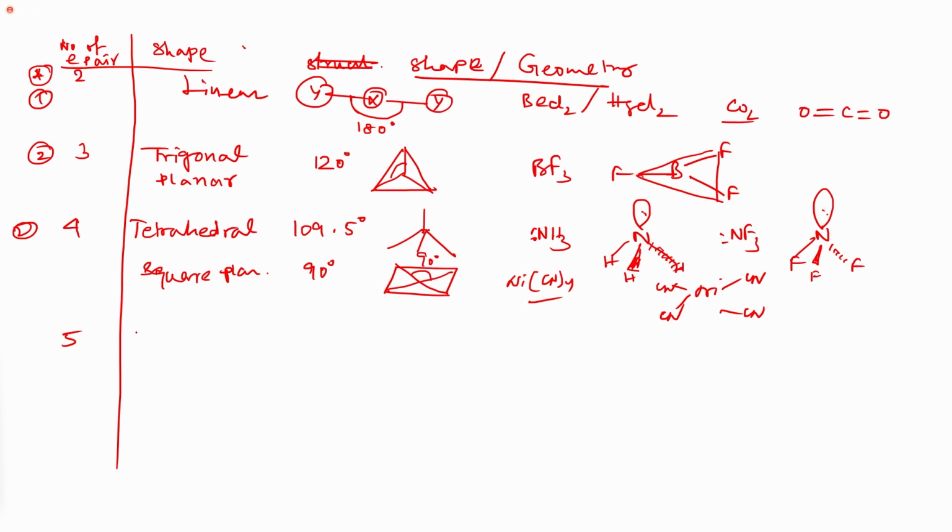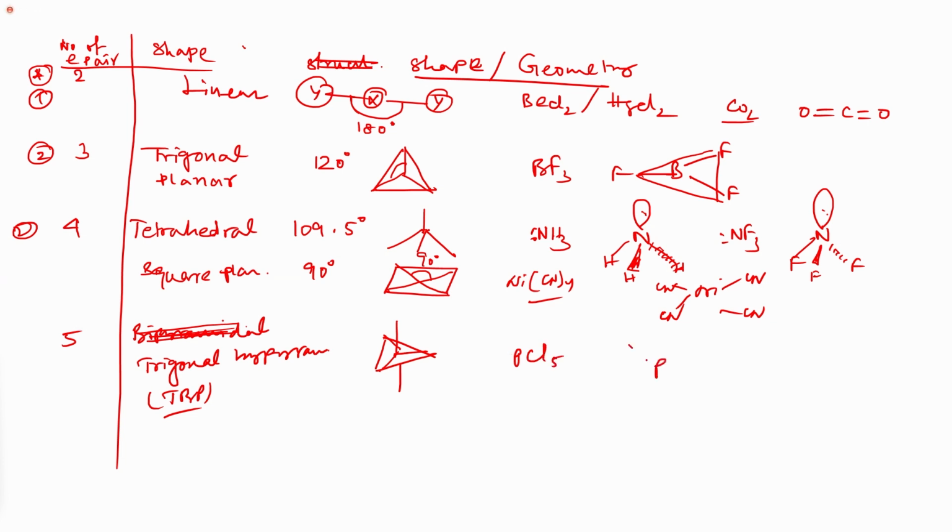The 5 is the trigonal bipyramidal, called the TBP. The structure will be like that. This is a TBP structure. Like if you see PCl5, phosphorus will be there, with chlorine in this position, this position, and this position, and another chlorine there.